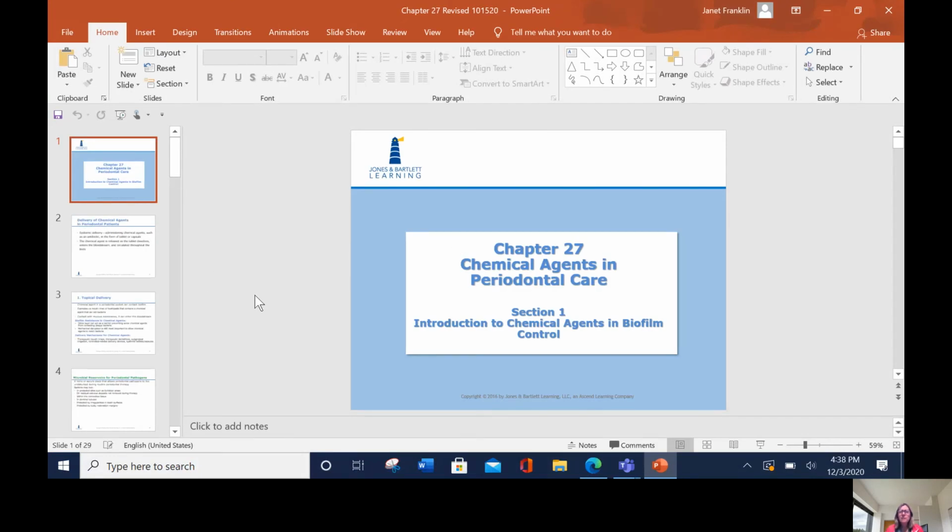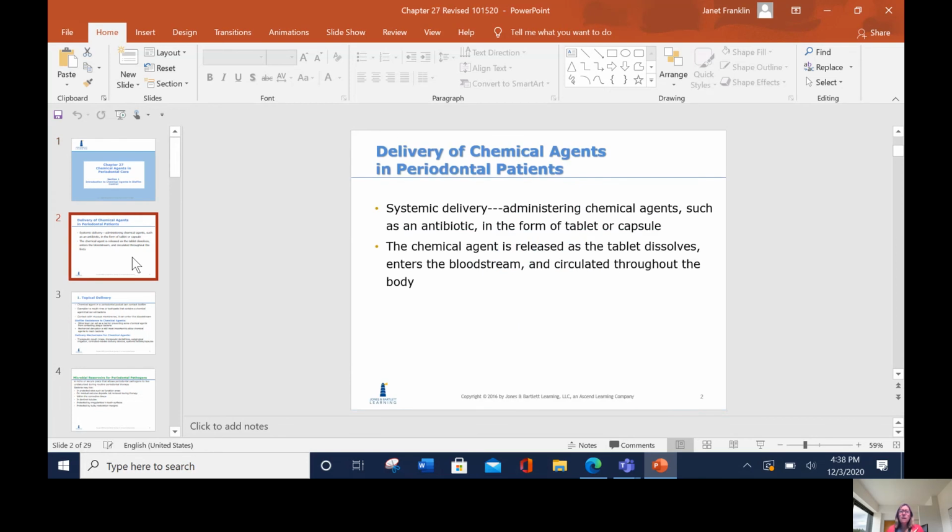This is Chapter 27, Chemical Agents in Periodontal Care. Chemical agents: there's systemic delivery, administering chemical agents such as an antibiotic in the form of a tablet or capsule. The chemical agent is released as the tablet dissolves and enters the bloodstream and circulates throughout the body.